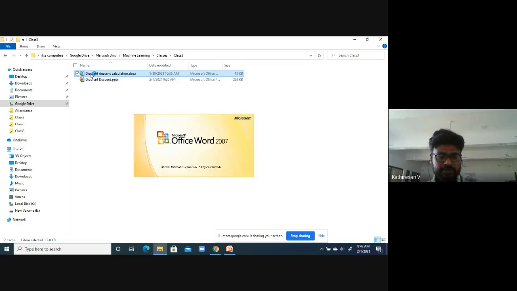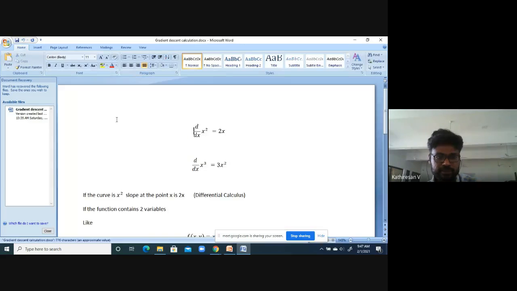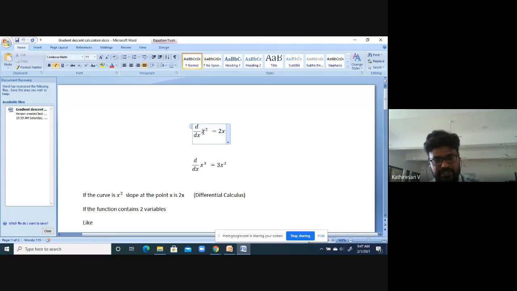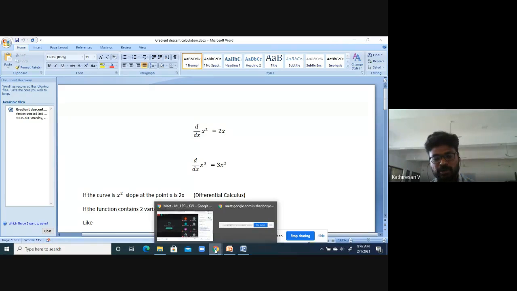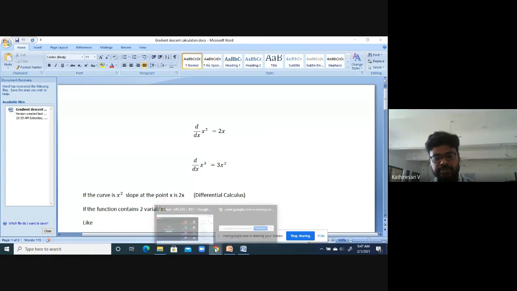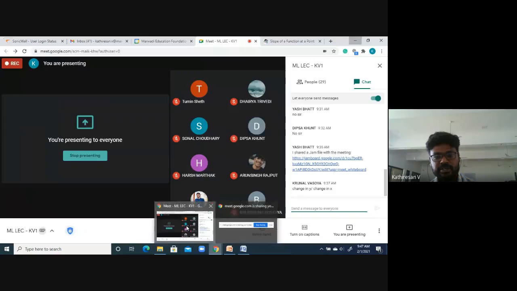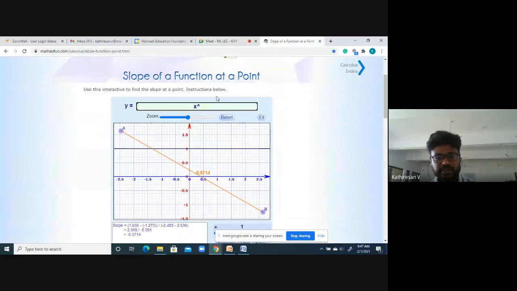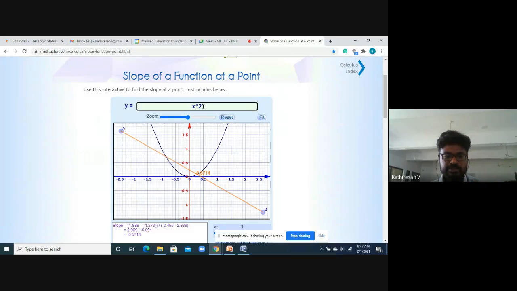Now see, just consider the curve is x square. I hope you know how the x square curve is represented. Here you can see how the x square curve is represented. X square is nothing but a parabolic curve.